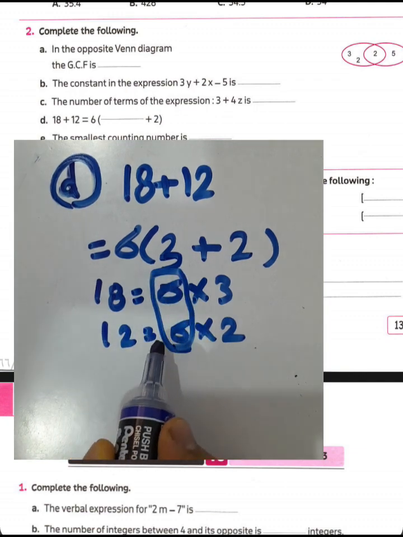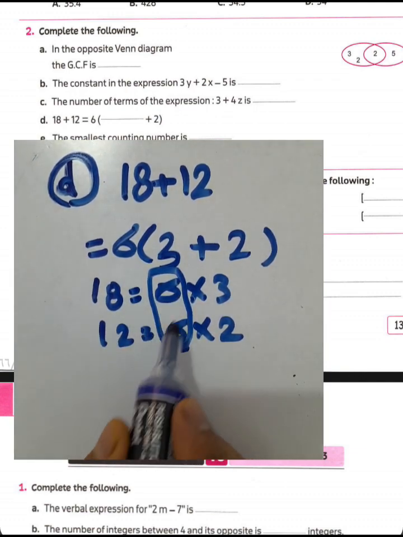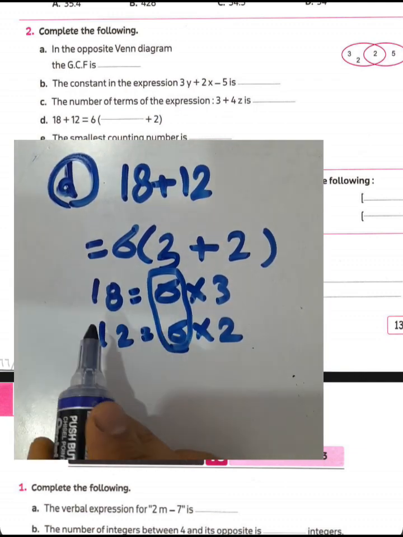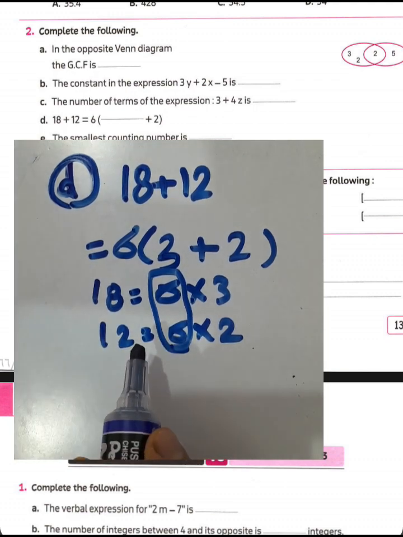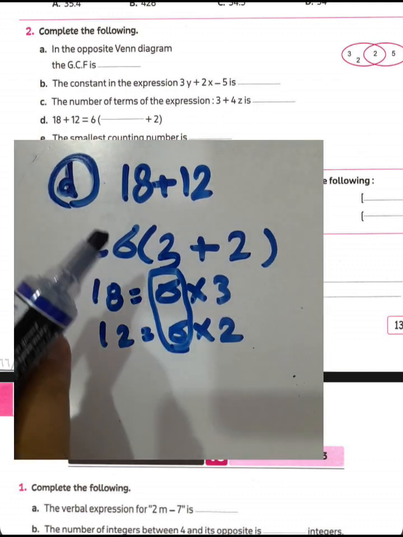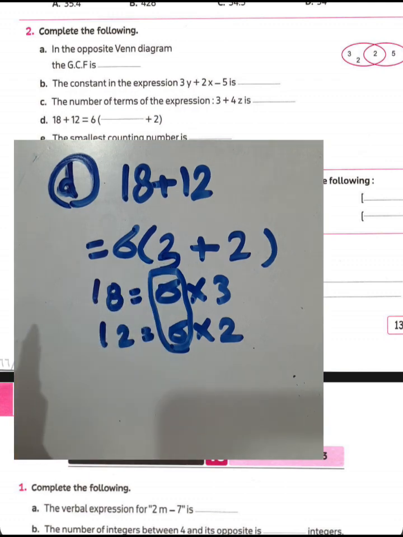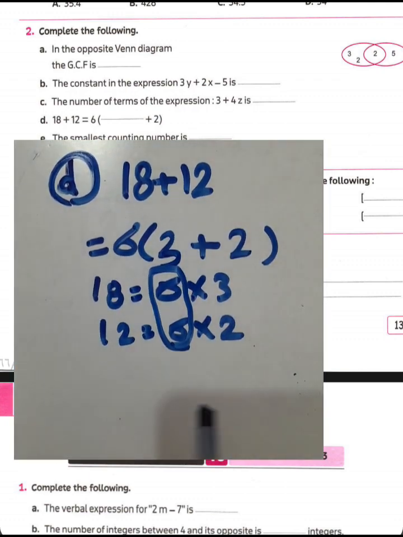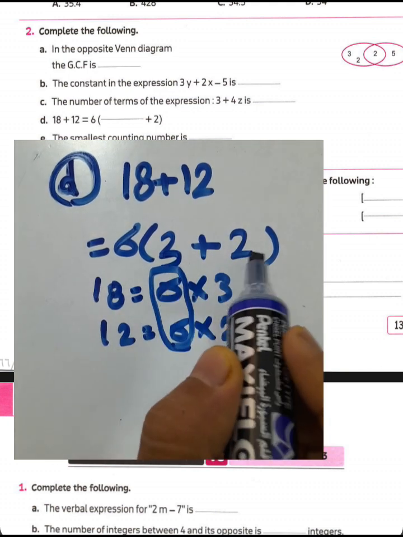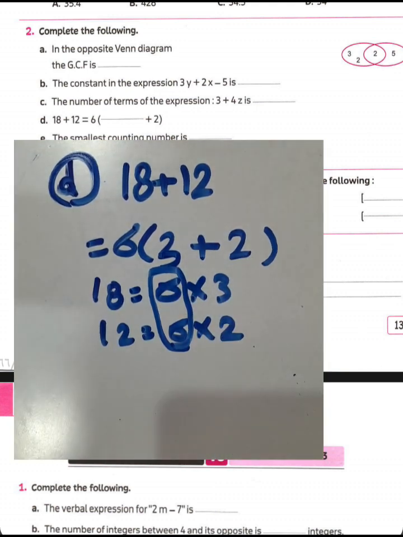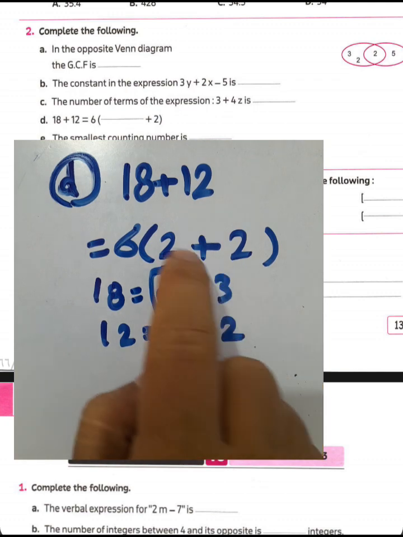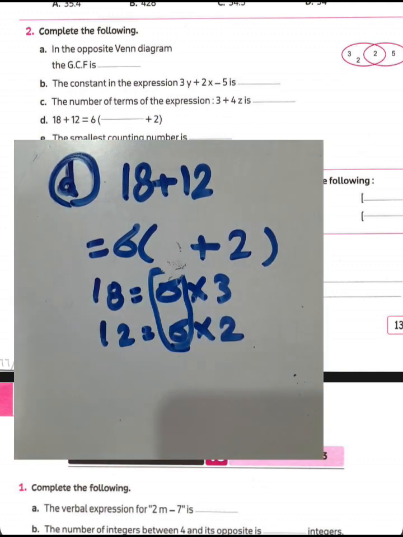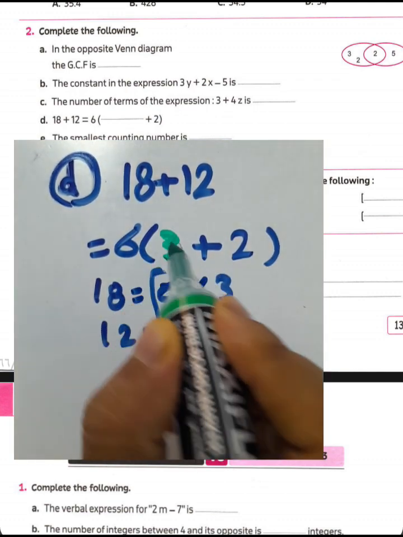6 is the greatest common factor between the 2 numbers here. Then you can write 6 outside. And 18 divided by 6 equals 3 and 12 divided by 6 equals 2. Okay, right here 3 and 2 in the space. He gave us 2, so you must write here 3. Understood?